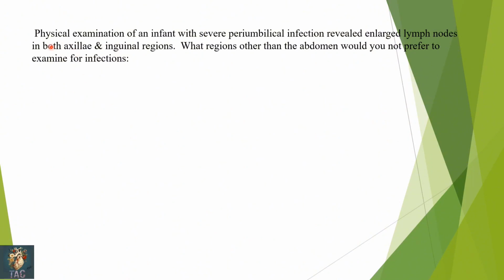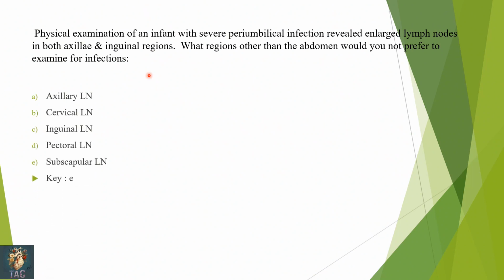Physical examination of an infant with severe periumbilical infection revealed enlarged lymph nodes. So look, this is periumbilical, and enlarged lymph nodes in both axilla and inguinal regions. What region other than the abdomen would you not prefer to examine for the infection? That is axillary, cervical, inguinal, pectoral, or subscapular. So the correct option over here is subscapular lymph node, where you are not supposed to look for the infection in this area.